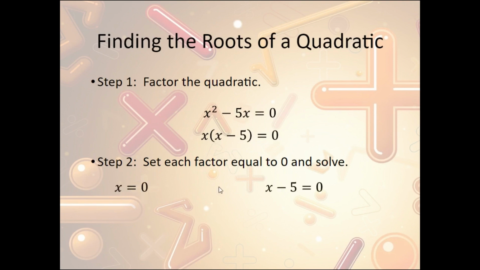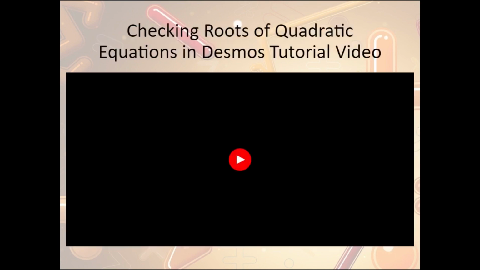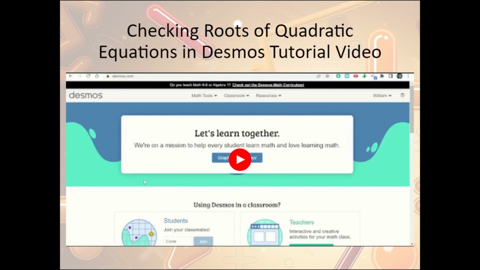Well, x minus 0 just stays as is. It's just x equals 0. So that's one of the roots. The second one now, we add 5 to both sides, and we get x is equal to 5. So x equals 0 and x equals 5 are the roots for this quadratic. There's a video here now showing you how you can use Desmos to check roots of quadratics. So go ahead now and watch that video.